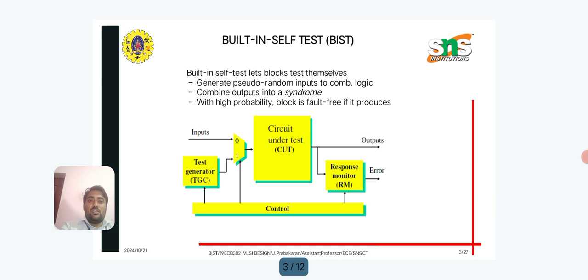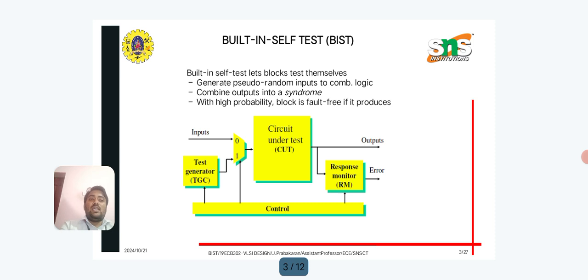And the second one is the circuit under test. Circuit under test is the part of the circuit that needs to be tested. This can be the logic portion of a digital circuit, memory blocks, or even analog components in mixed-signal circuits. During BIST operation, the TPG applies the test vectors to the circuit under test, and its responses are collected and analyzed.